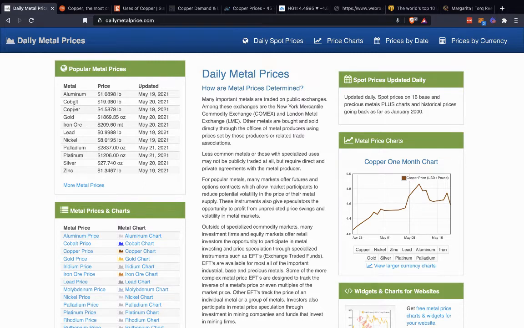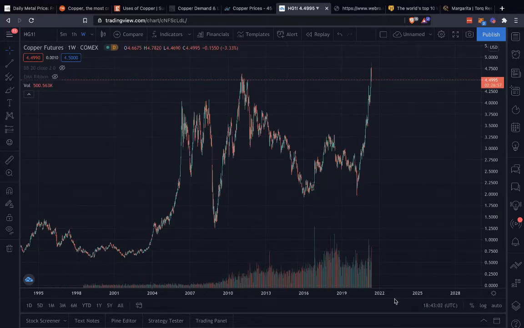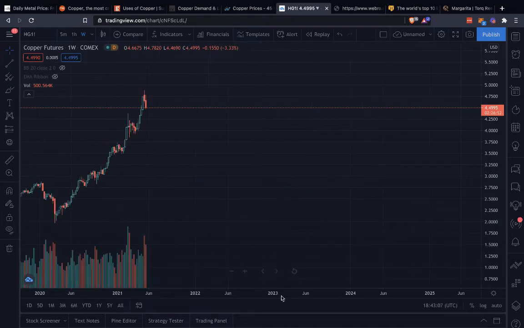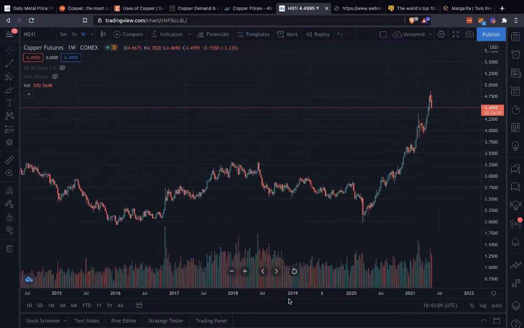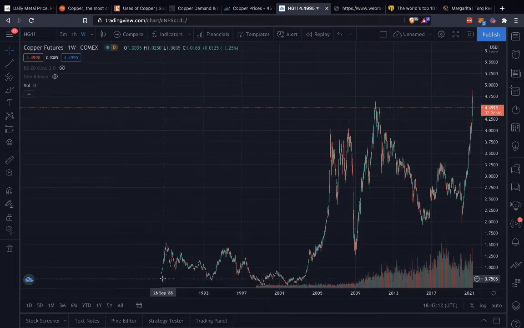And a lot of these commodities, like cobalt, like copper, are hitting these highs. And that's really the question of today: do you want to be buying copper at these all-time highs? I mean, this is where we sit right now. We've had a little bit of a dip. Obviously, this is on the weekly chart, so each of these individual candles represents one week. You have to keep that in mind. And this chart dates all the way back to 1989.